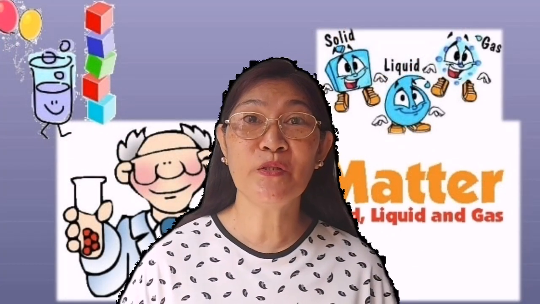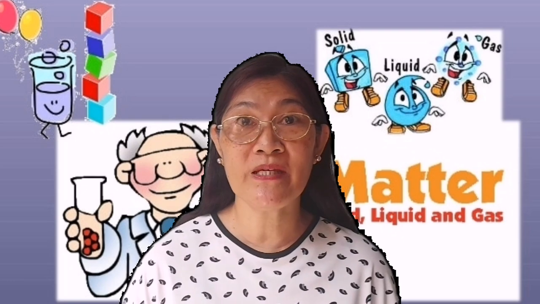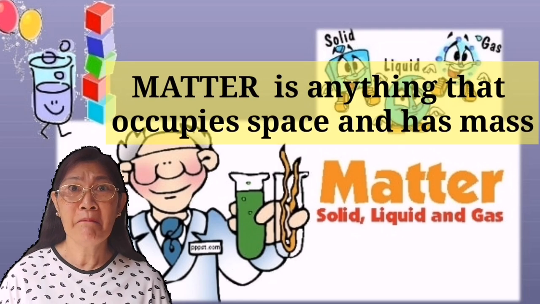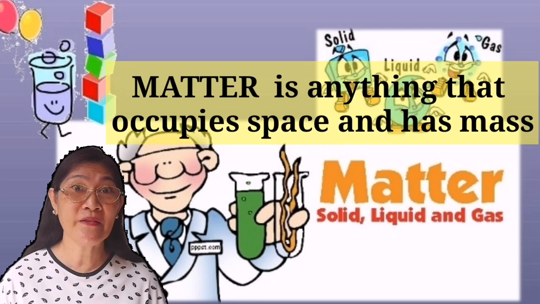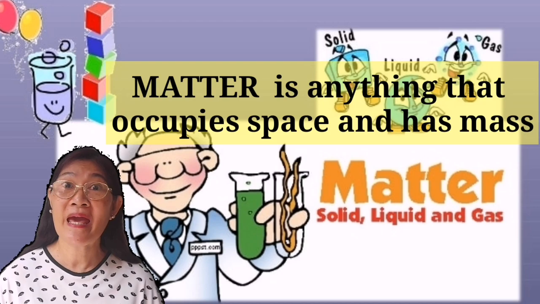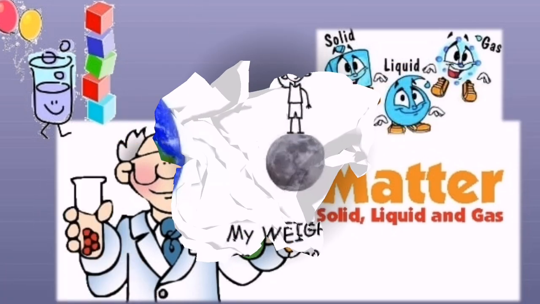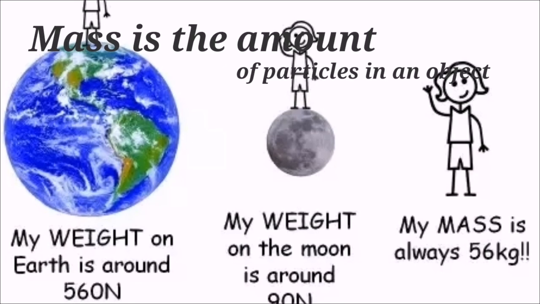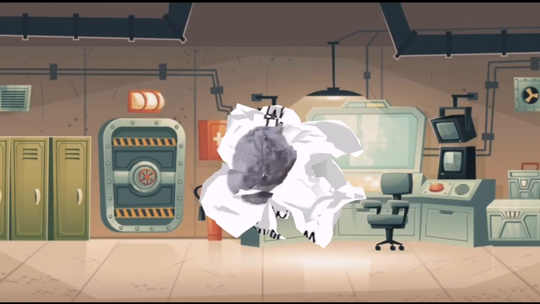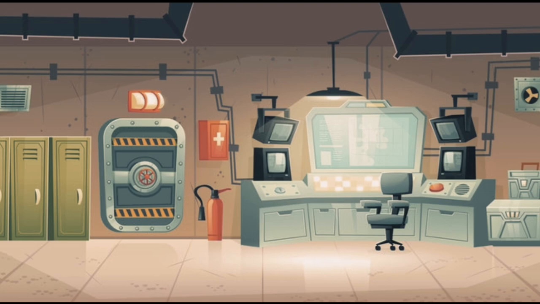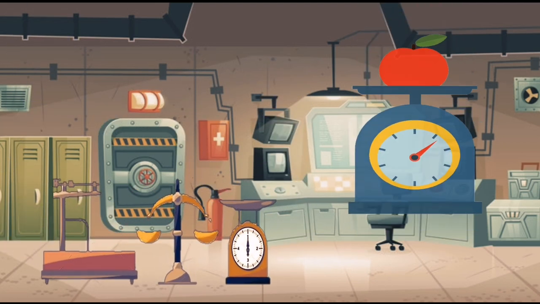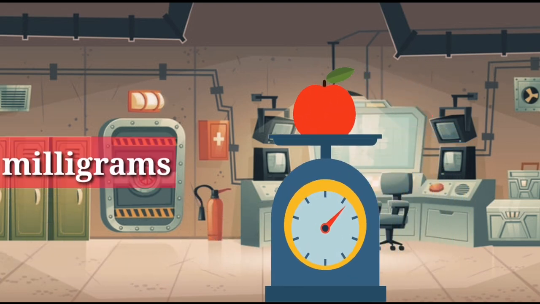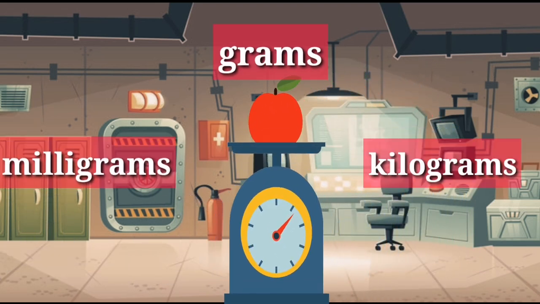Today, we're going to learn about the different properties of matter. But what is matter? Matter is said to be anything that occupies space and has mass. Mass is the amount of particles present in an object. It can be measured by using a platform balance or a weighing scale. It can be expressed in milligrams, grams, or kilograms.